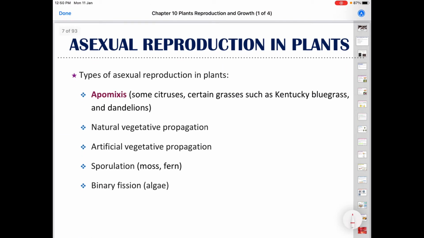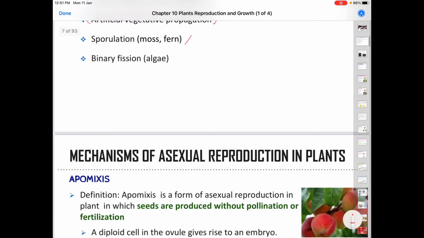So there are several types of asexual reproduction. Apomixis, which includes some citrus plants like oranges, okay, certain grasses such as Kentucky bluegrass, and dandelions. The others are natural vegetative propagation and artificial vegetative propagation. From the word artificial, it means it involves human activities. Then sporulation, the dispersal of spores, which normally happens among mosses and ferns, and binary fission among the algae.